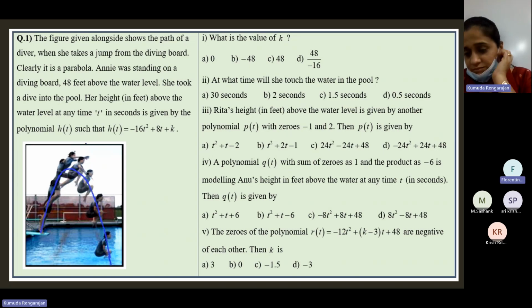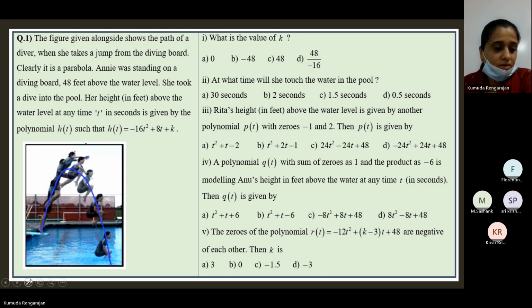Yeah, the answer I got is 3. K is 3, ma'am. Okay. So when one zero is the negative of the other, the sum of the zeros is 0.